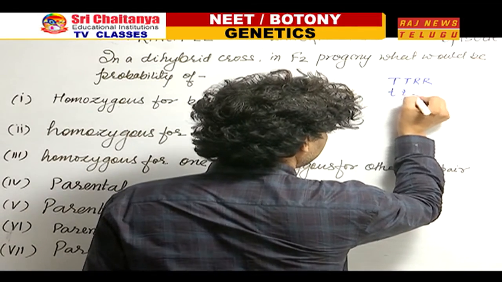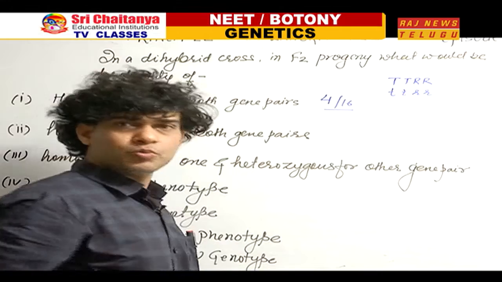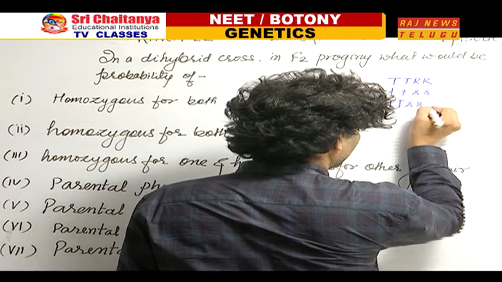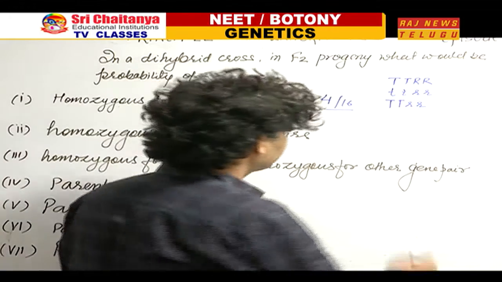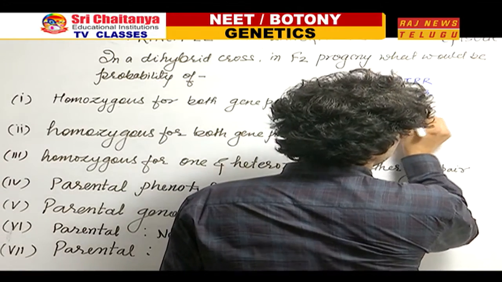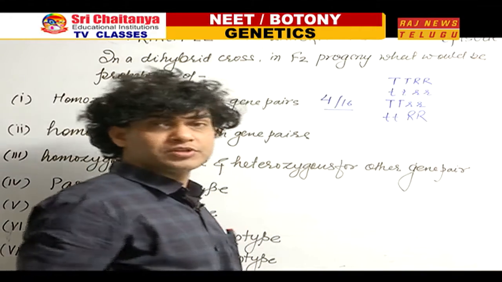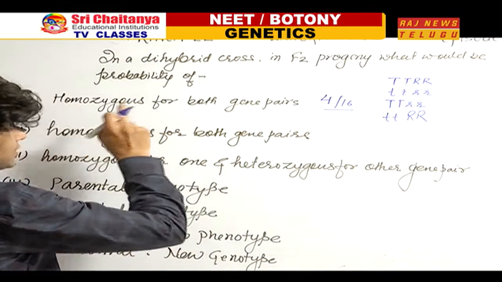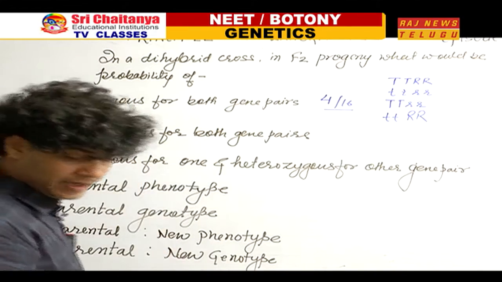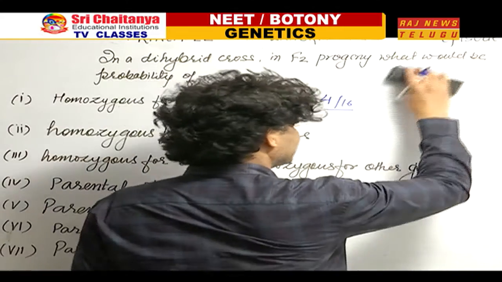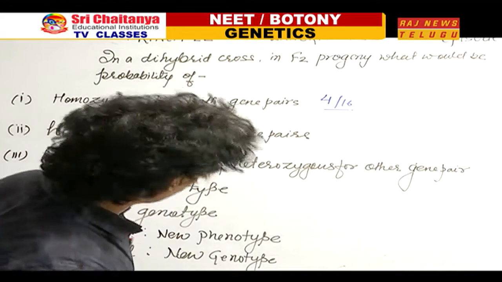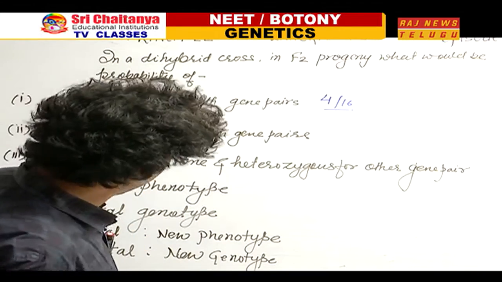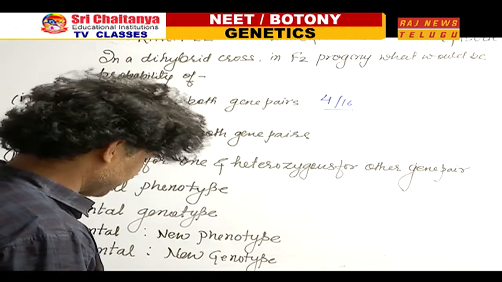Small t, small t, small r, small r is also homozygous for both. Capital T, capital T, small r, small r is also homozygous for both. And small t, small t, capital R, capital R is also homozygous for both. So out of the 16 in the F2 progeny, there are 4 members which are homozygous for both gene pairs. So the answer to the first question is 4 out of 16. Homozygous for both of the gene pairs, and the second question is heterozygous for both of the gene pairs.